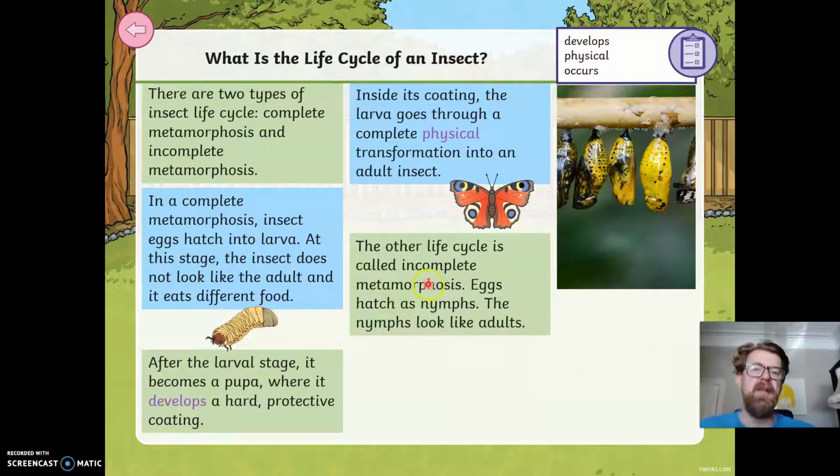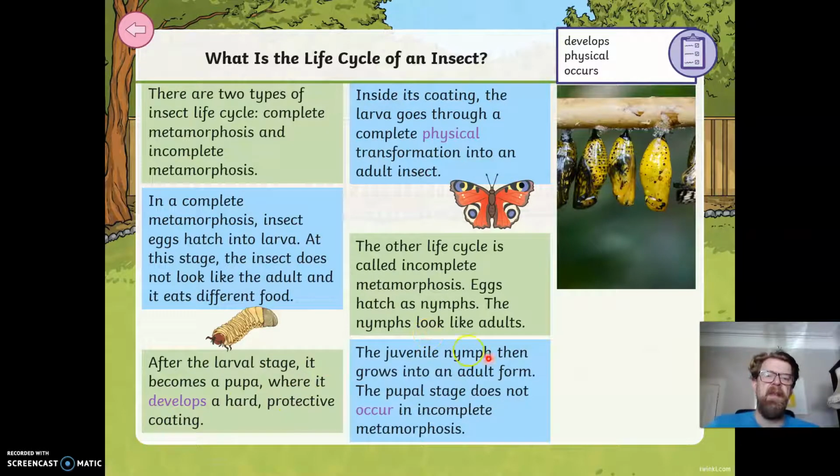The other life cycle is called incomplete metamorphosis, and that's eggs, hatches, nymphs, and the nymphs are basically baby versions of the larger adults. Quite a good way of explaining it.